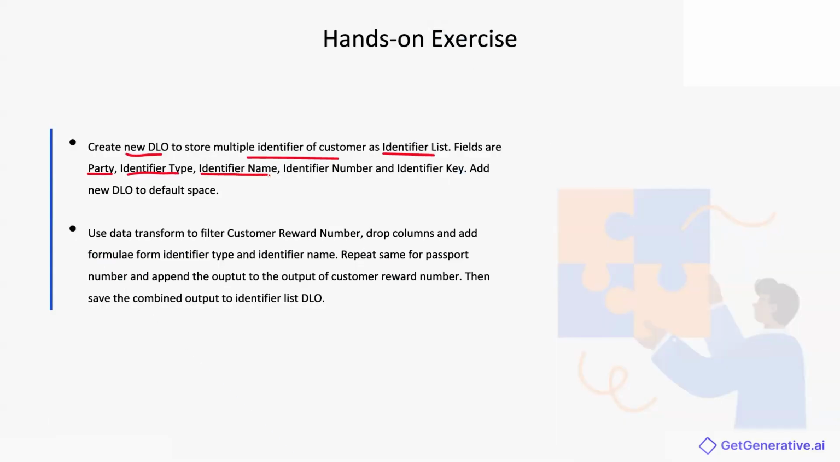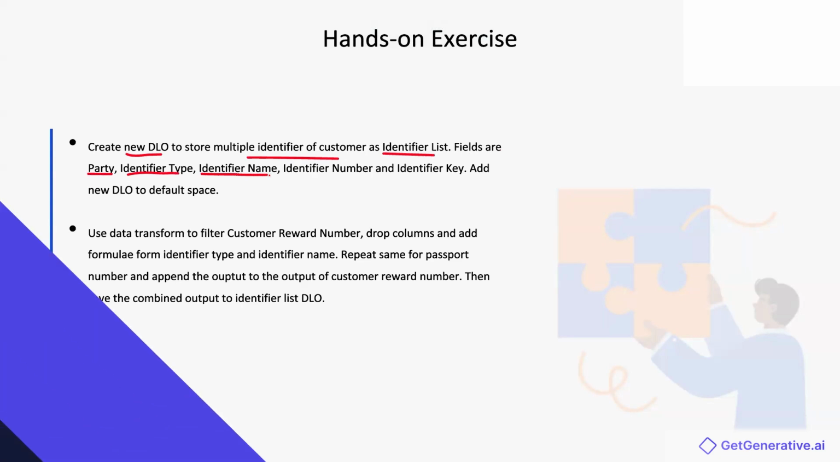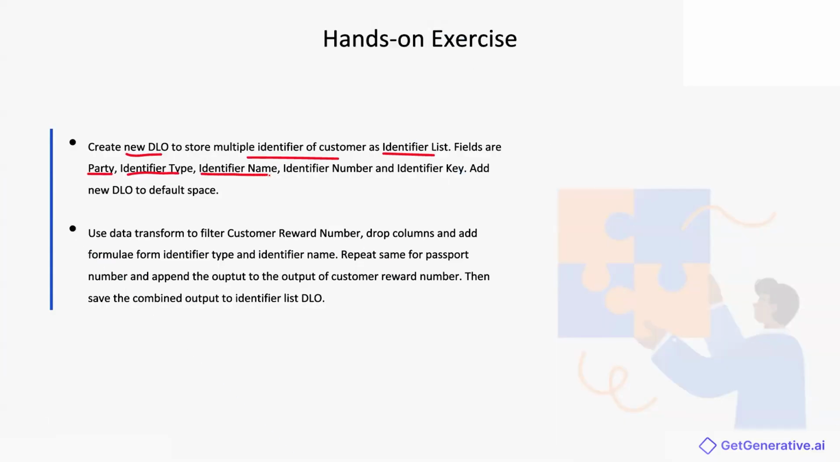And with this, we have completed our hands-on exercise of, first of all, creating a new data lake object, performing transformations to store information into data lake object for both email address as well as identifier key. And so we completed this exercise.